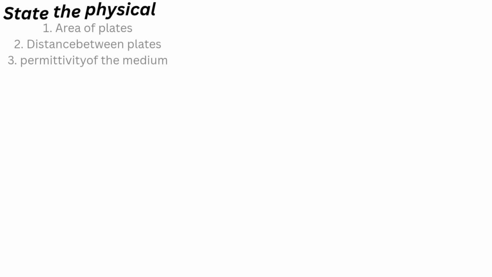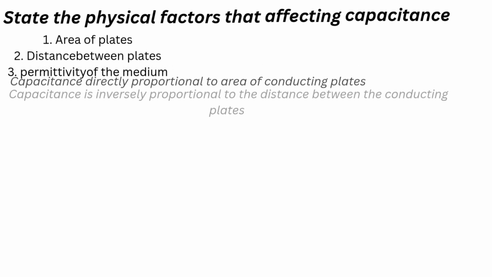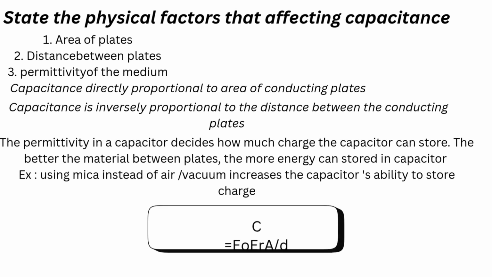Now we will see the factors that affect the capacitance. First is the area of the plates. The area of the plates is directly proportional to the capacitance. If the area of the plates is more, then the capacitance, meaning energy storage, is also high. If the area of the plates is less, the capacitance is less. Second is the distance between plates. The distance and the capacitance are inversely proportional. If the distance between the plates is more, then the capacitance is less, and vice versa. And third is the permittivity of the medium.